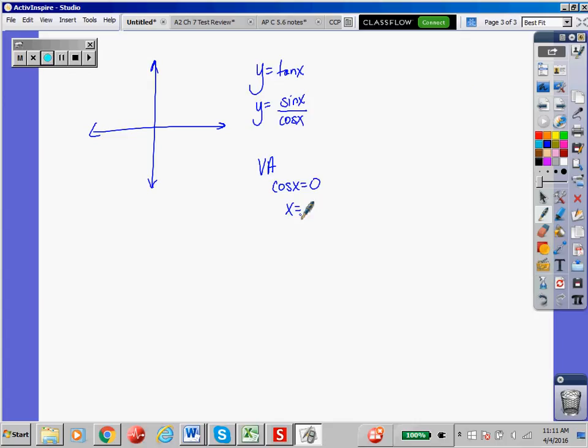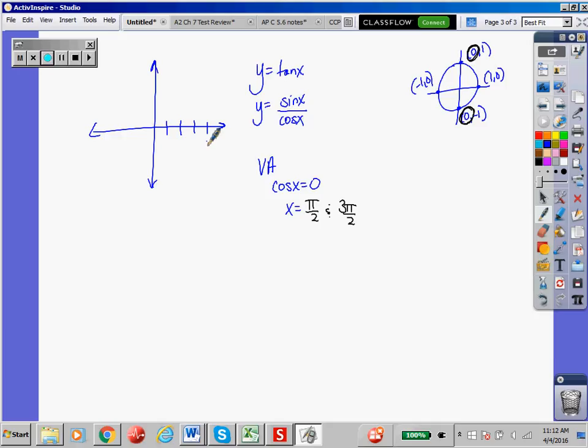Well, where is cosine x 0? You already have it on yours, but because I flipped my slide, let me draw it again real quick. Where is cosine x 0? That's here and here, isn't it? So that's going to be at pi over 2 and 3 pi over 2. So let's go ahead, 1.